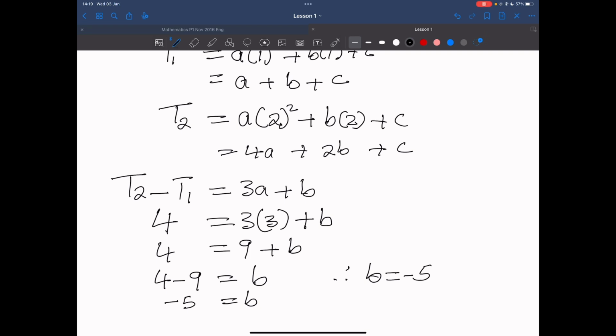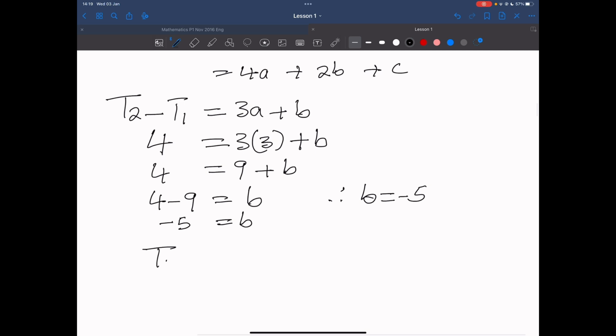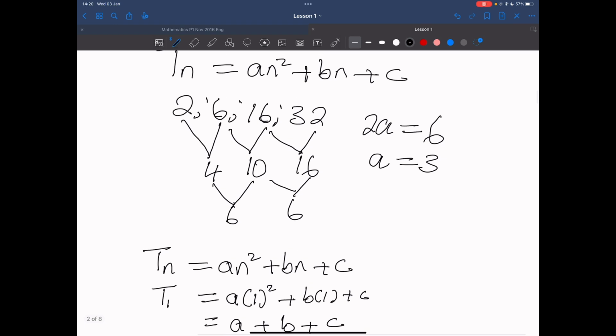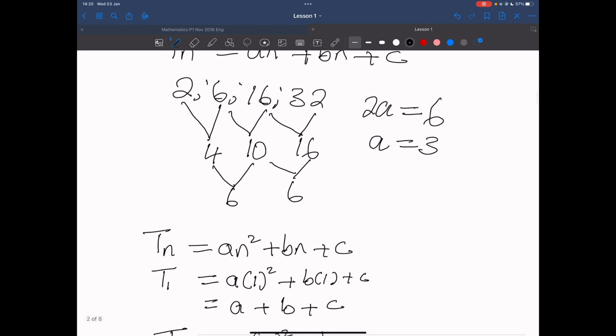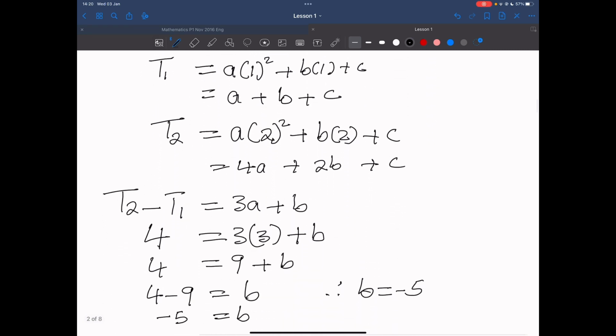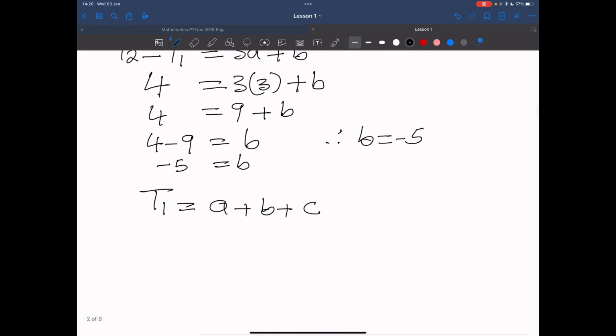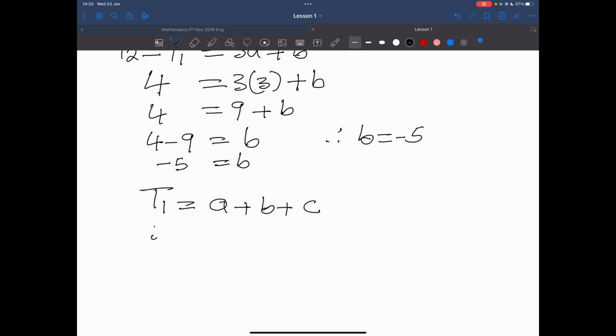We want c. So we can substitute in either of these equations that has c. So the simple one is equation number 1, which states that term number 1 is a plus b plus c. So we substitute everything so that we can get the value of c. Term number 1 is a 2. Okay, so let's substitute.